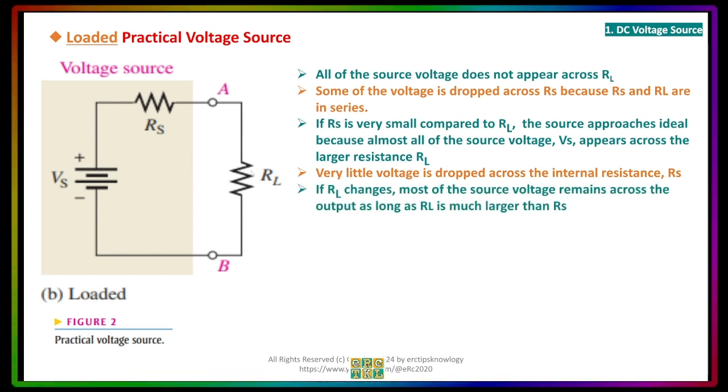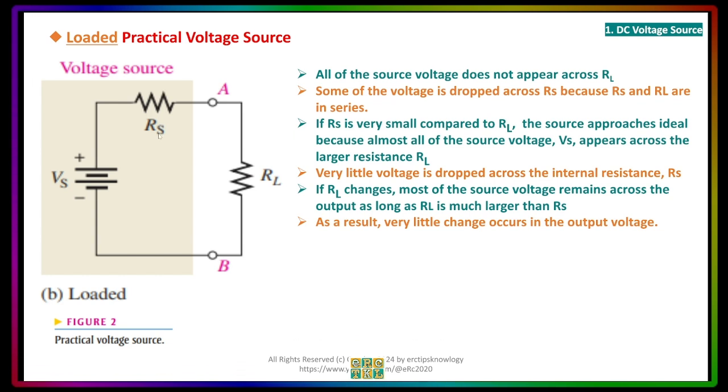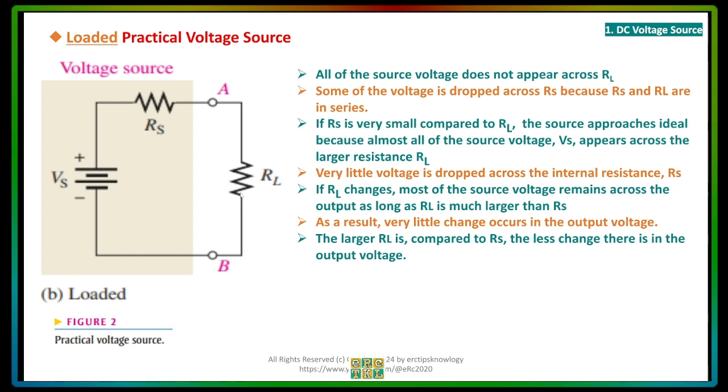So very little voltage will be taken by the internal resistance Rs. Now, if you change the RL, most of the source voltage will still go to the output RL because it has a much larger resistance compared with Rs. As a result, very little change will occur in the output voltage. Even if you change the RL, it will not really affect the value of VL, the voltage on RL, because your Rs is very small. The larger the RL is compared with your Rs, the less change there will be in the output voltage.